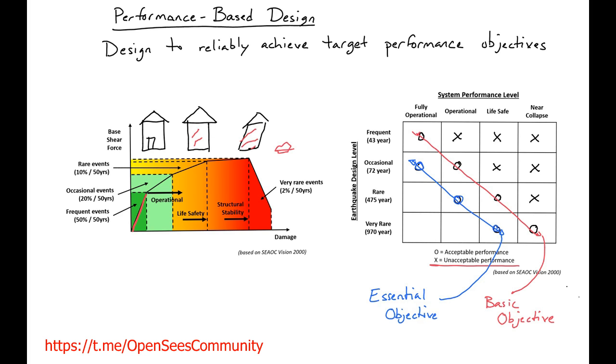safe. And then finally, if we had a safety critical objective, which would typically be a hospital or something like that, then with a rare event, we'd be fully operational, and with a very rare, we'd still be operational. So we'll call this safety critical. So these are some different objectives that we may want to meet within our performance-based design.